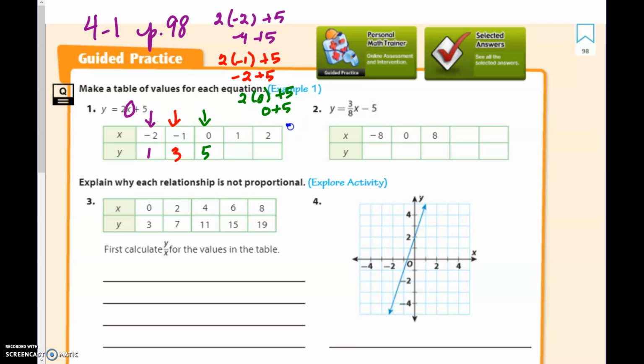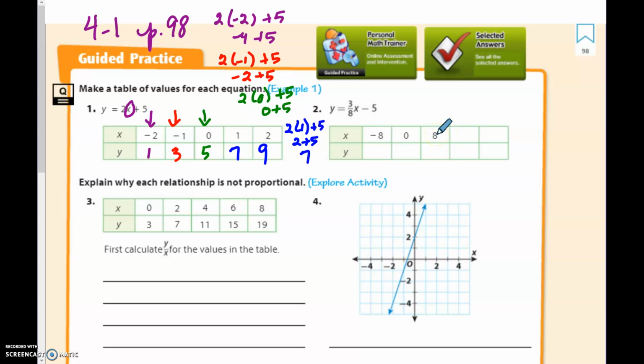And the next one is going to be 2 times 1 plus 5. So we have 2 plus 5 is 7. And then the last one, when we plug in a 2, 2 times 2 is 4, plus 5 is 9. All right, number 2. You can see here that they started a chart and they picked numbers like negative 8, 0, and a positive 8.